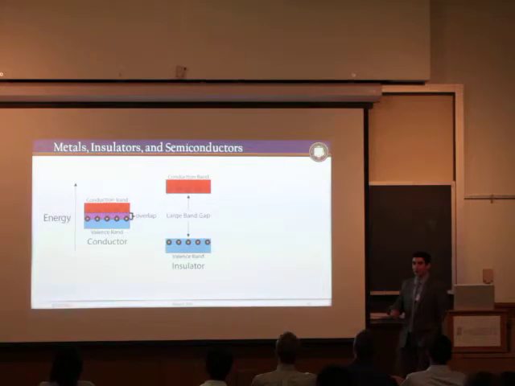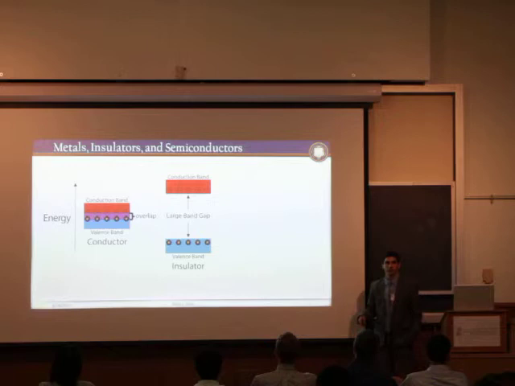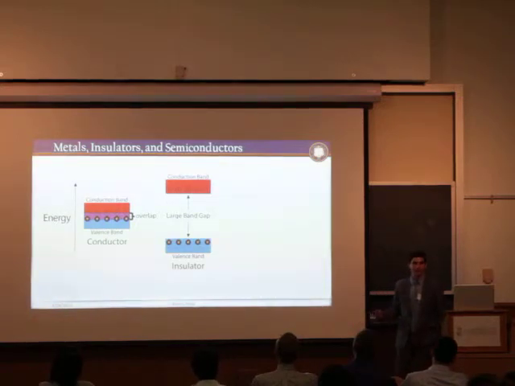Take the opposite case. Now you have a really large band gap, a large energy void between your valence and conduction band. So it takes a lot of energy to excite any electrons from your valence to your conduction band. And that's essentially an insulator, something like glass. You don't really see it conducting very much.